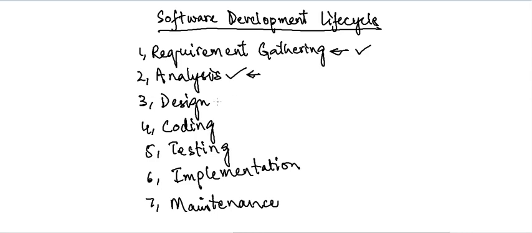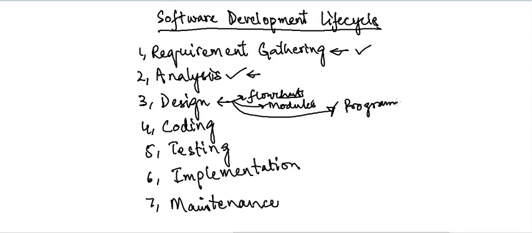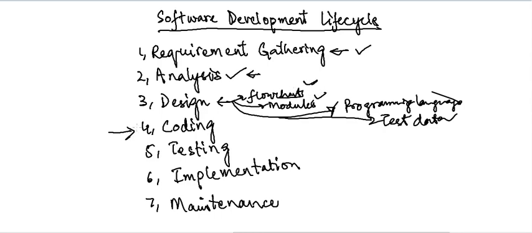Then comes the design phase. This is where you draw flow charts, you decide on the different modules that are going to be included in the software. This is where you decide the programming language, perhaps. This is where you also decide what kind of testing or test data that you are going to eventually use. And then subsequent to that, you hand over these modules and the flowcharts to a programmer, and the programmer starts coding the software.